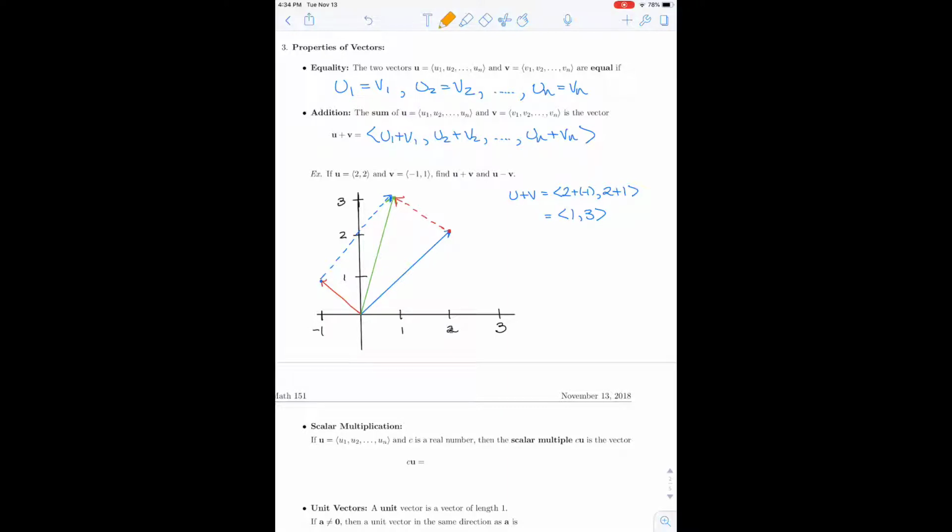So let's now look at the subtraction, which is the vector u minus v. The vector u minus v would be the vector 2, 2 minus the vector negative 1, 1. In the first component, that should be 2 minus a negative 1. And the second component, that would be 2 minus 1. The resulting vector is 3, 1. I will plot the vector 3, 1 on my coordinate system.